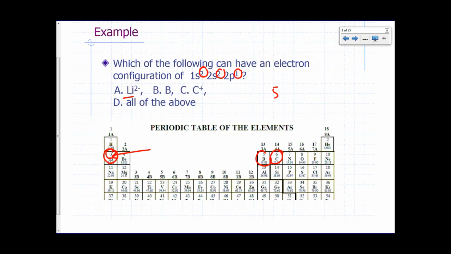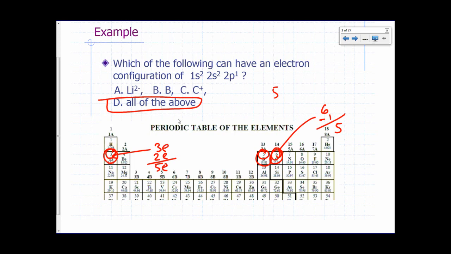Lithium, atomic number 3, has 3 electrons, but the -2 charge means 2 more electrons, so that's 5 electrons. So it will work with lithium. What about boron? A boron atom has 5 electrons, so it will work with boron as well. Carbon, atomic number 6, and then the +1 charge means 1 electron gone, so that leaves 5 electrons. So carbon with a +1 charge will also have 5 electrons. So the correct answer to this one is all of the above. All of these species here, the monatomic ions and the atom, have 5 electrons in them.